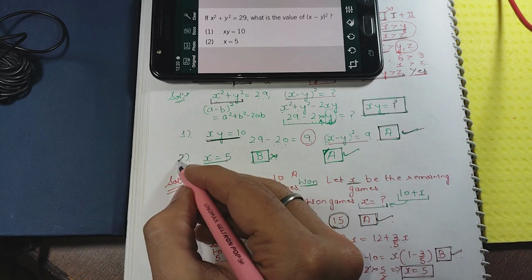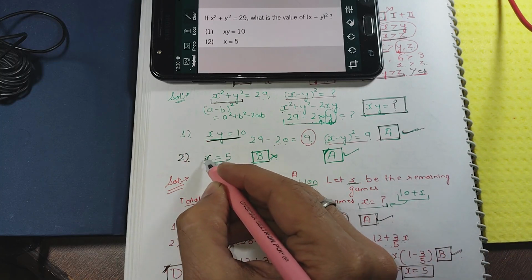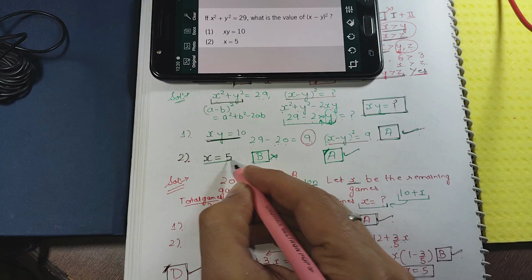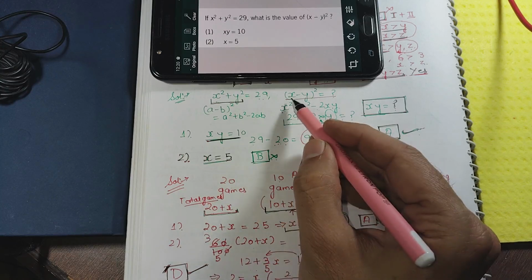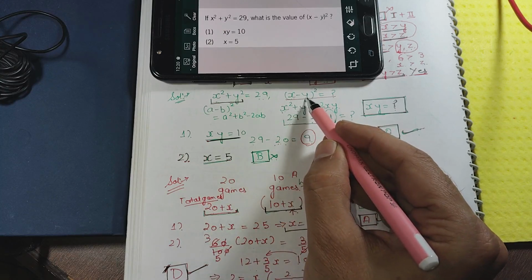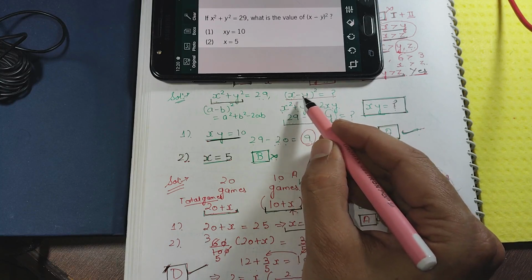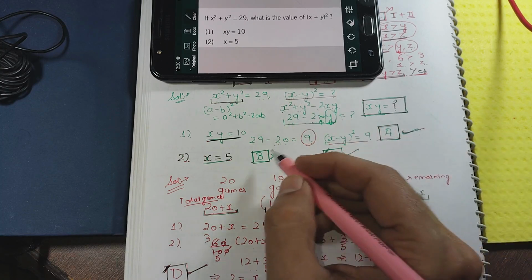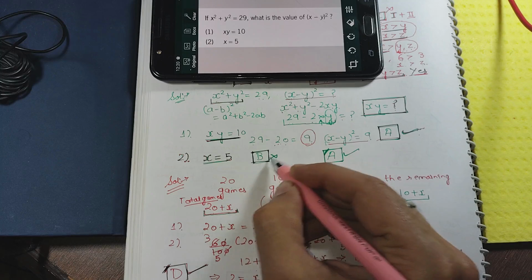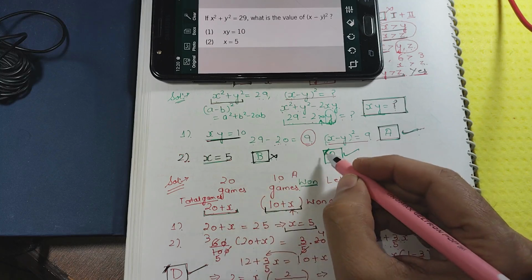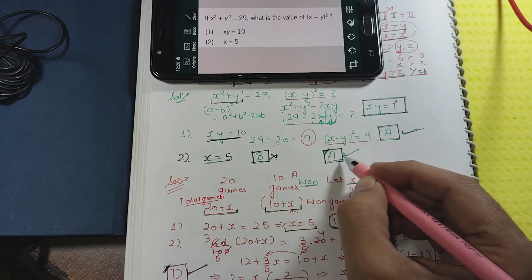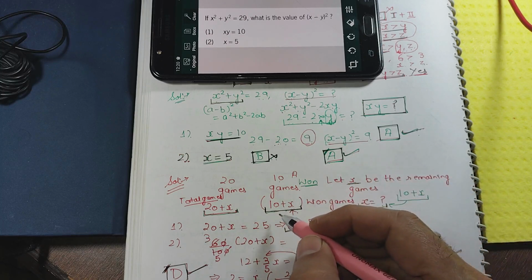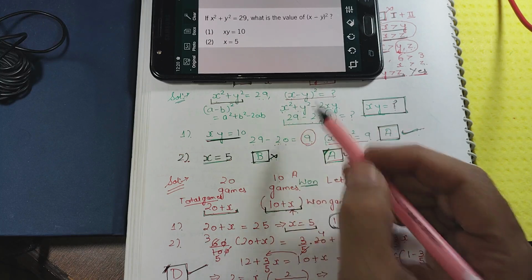Now moving to statement 2. Statement 2 tells me that x is equal to 5. Now since x is equal to 5 doesn't solve my problem, I need to find the value of y, or I must be given the difference x minus y. So I will say that statement B is not sufficient to answer my question. So for this particular question, statement 1 alone is sufficient to give me the value of (x minus y) whole square.